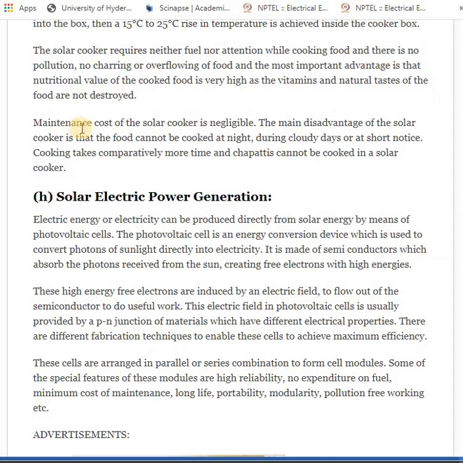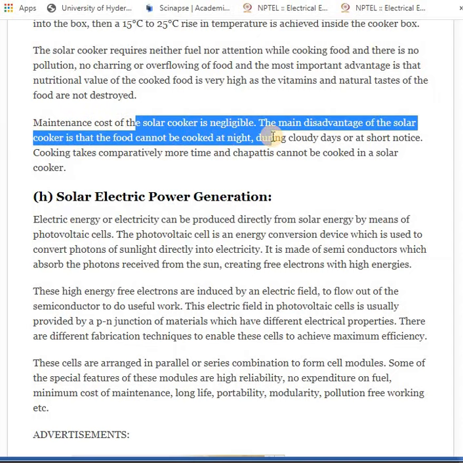The maintenance cost of this solar cooker is also negligible, and the main disadvantage of this solar cooker is that it cannot be utilized at night. It is only utilized in the daytime, and during cloudy days it is also very difficult to cook.